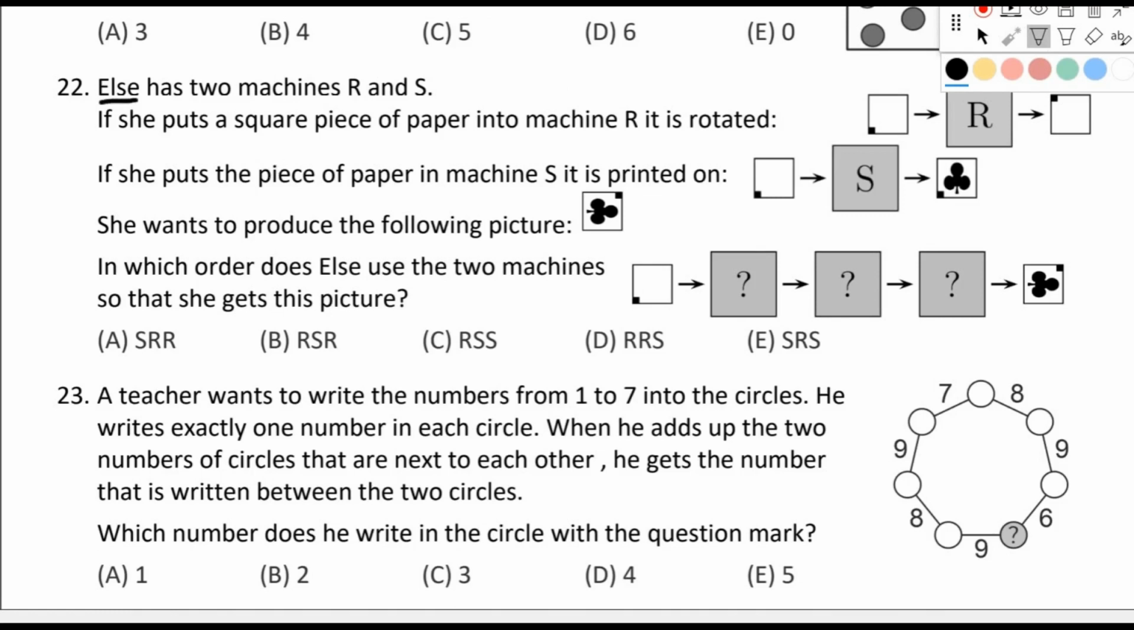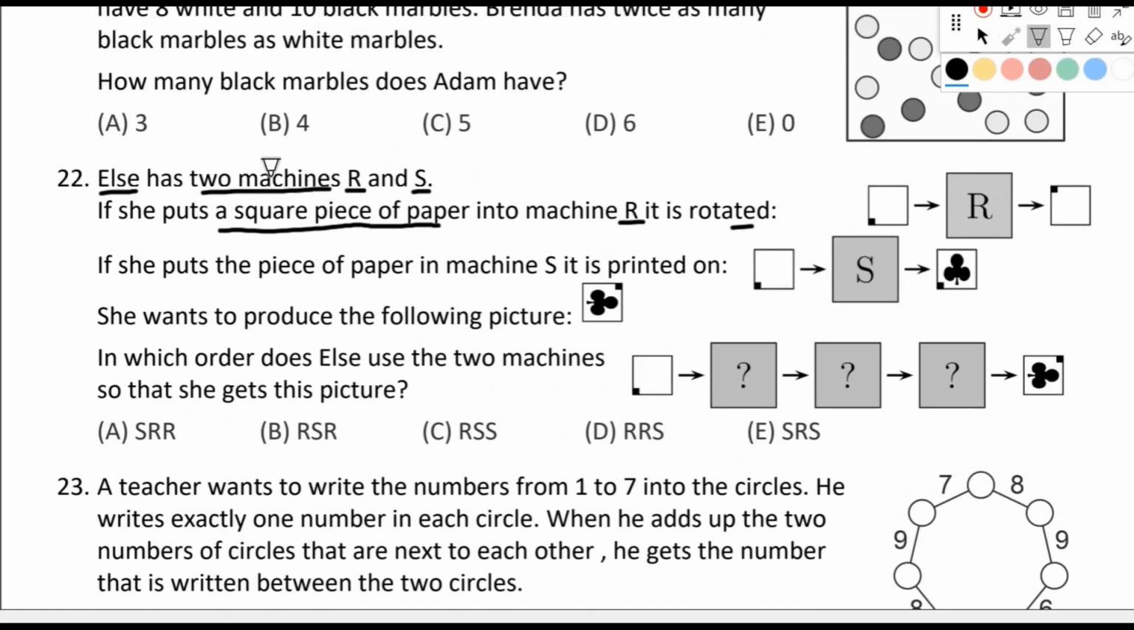Elsie has 2 machines R and S. If she puts a square piece of paper into machine R, it is rotated. And see what happens here. The sequence is shown here. So this dot after rotation, the dot comes into this location. Okay, that's a picture wise understanding. If she puts the piece of paper into machine S, it is printed on, like now see the second diagram. The dot remains there only, but the club of cards gets printed for S.